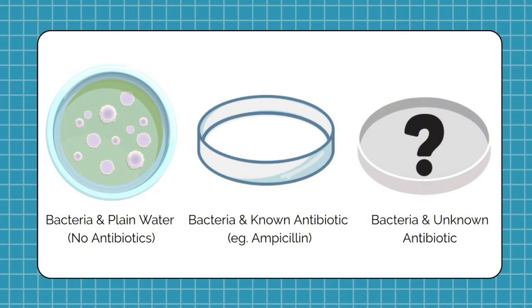In this experiment, your negative control would be bacteria in plain water without antibiotic. Your positive control would be bacteria and a known working antibiotic, such as penicillin or ampicillin. Your experimental group would be bacteria and a new antibiotic. This is what you're testing.